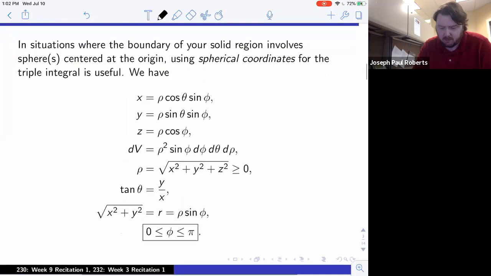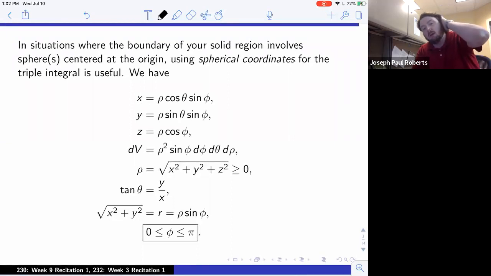So spherical is when you have a sphere involved somehow in your region. And for spherical, remember we have our two angles, theta and phi. Theta is the same theta. Phi is down from the positive z-axis. So this is phi equals 0, phi equals pi over 4, phi equals pi over 2. You could think of phi as being like latitude, except 0 starts at the North Pole, whereas for latitude 0 is the equator.